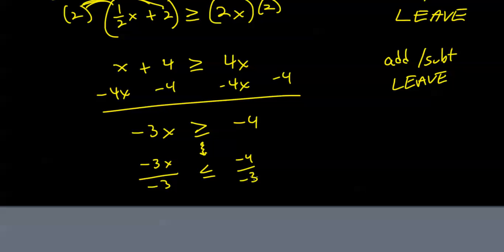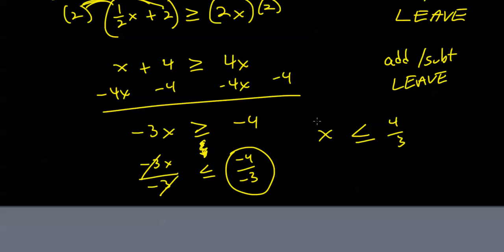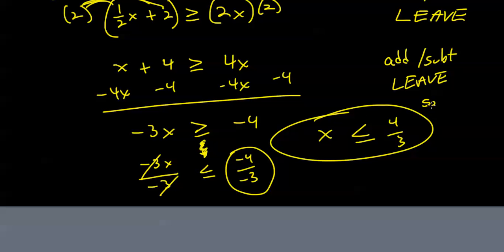So to divide both sides by negative 3, reversing the arrow, I end up with a positive x on the left is less than or equal to negative 4 over negative 3, which reduces to positive 4/3. So there's my solution set: x less than or equal to 4/3.